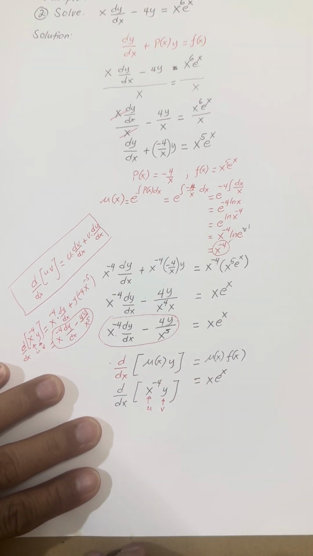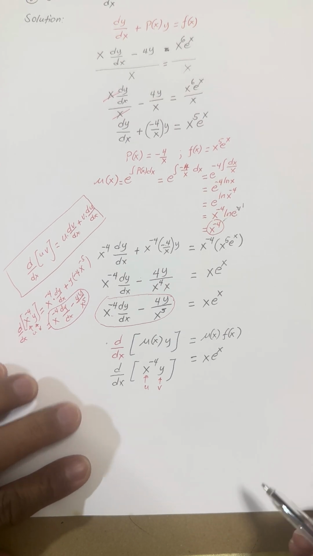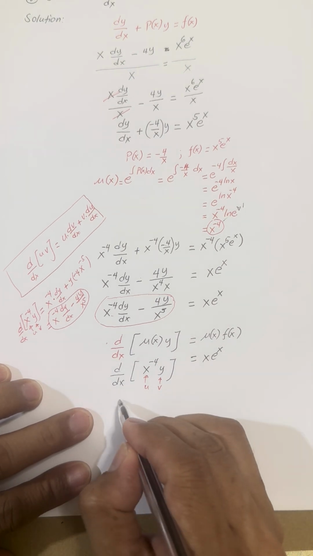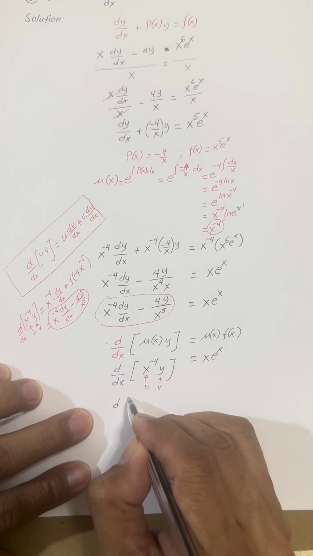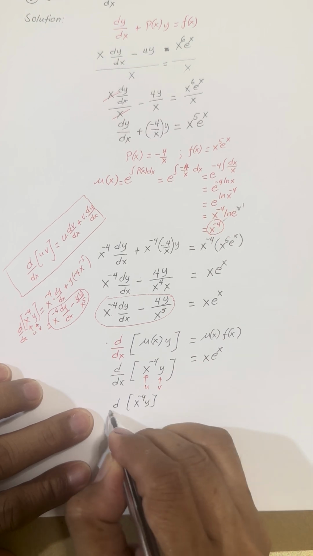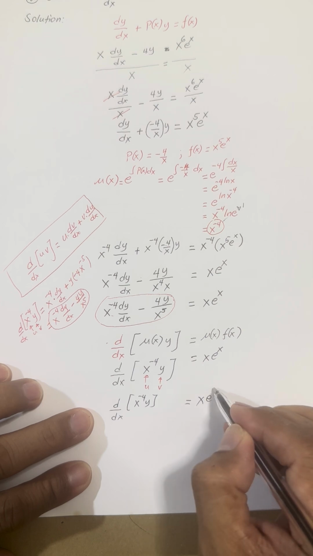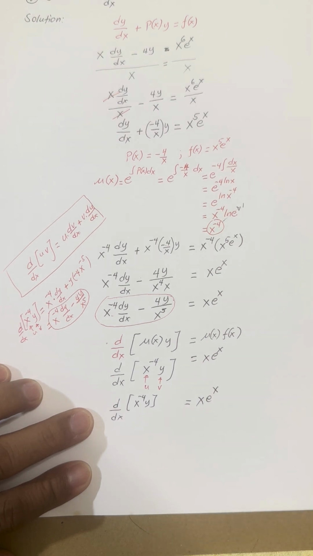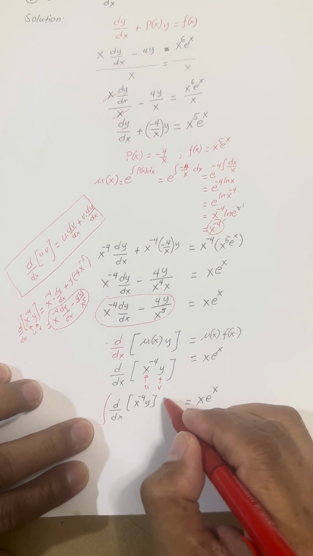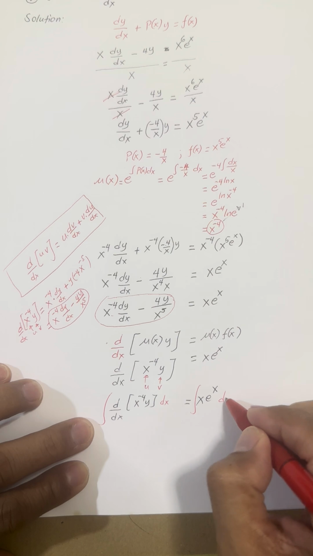Okay, after that, we have to integrate. So that is the last step. Step number 5, we have to integrate both sides. Okay, so I will just rewrite this. The derivative of x to the minus 4 times y with respect to x is equal to x times e to the x. Then we integrate both sides. So when you integrate both sides, we have dx here, and dx with this one.